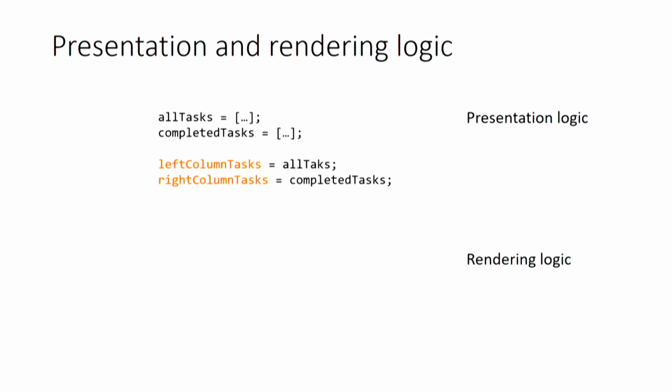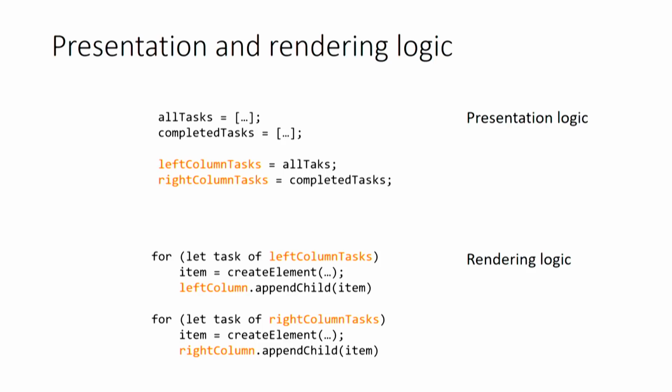Now, rendering logic uses this information to actually show the data on the screen. So it works with the DOM. It arranges DOM nodes in a particular order, applies styles to them, and you can see these tasks on the screen. So given an example with the tasks, this would be an example of rendering logic. We create DOM nodes for each task item, and we add them to the DOM.